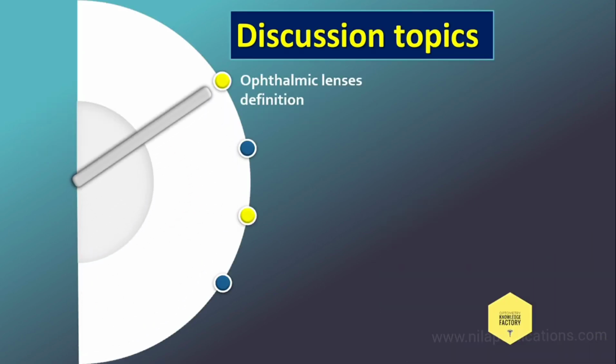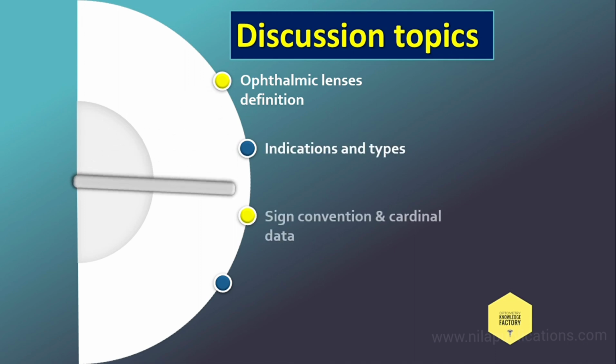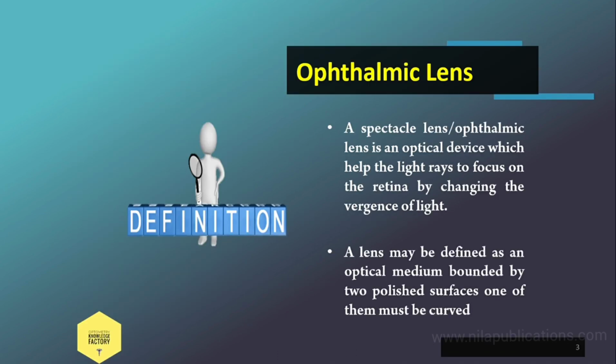Today's lesson includes ophthalmic lenses definition, indications and types, sign convention and cardinal data, and finally unit of lenses. Different authors and different books define ophthalmic lenses differently. Here I mention two definitions of ophthalmic lenses.